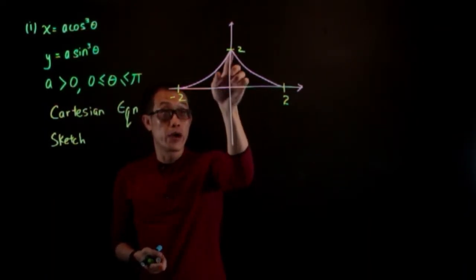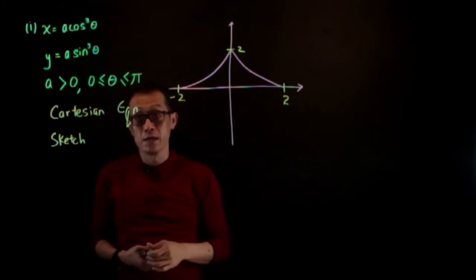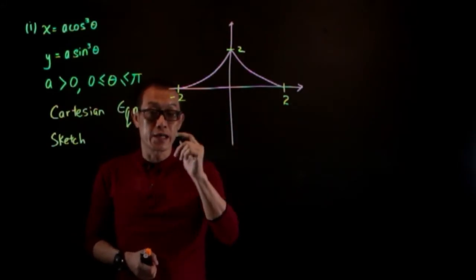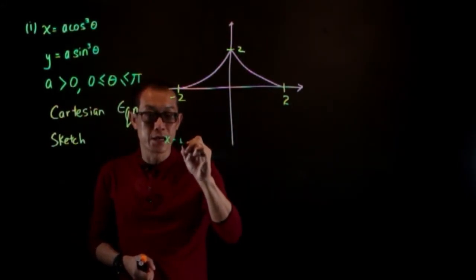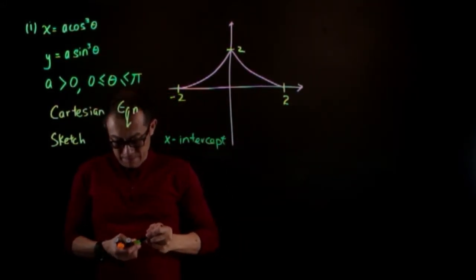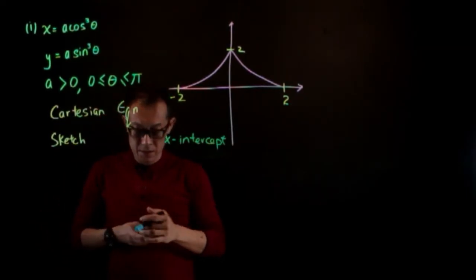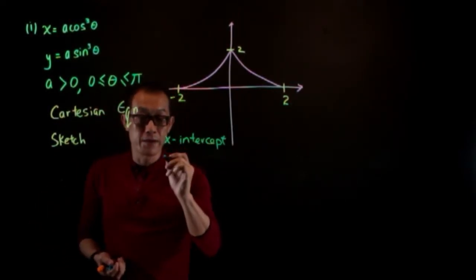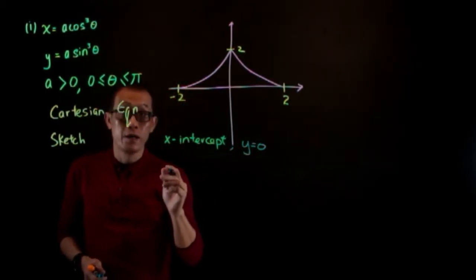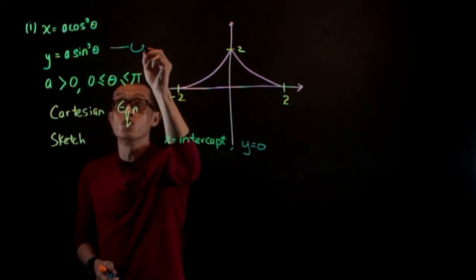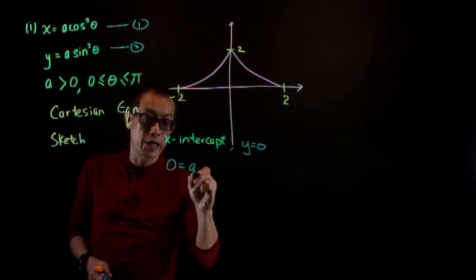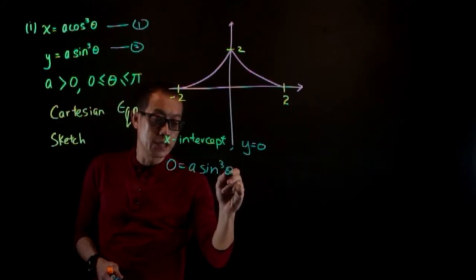So these are where it cuts the x and y axes. To verify that is very simple. For where it cuts the x-axis, the x-intercept, y is 0. So you use equation 2. You get 0 equals a sine cubed theta.